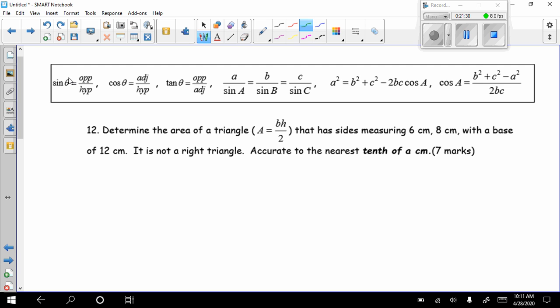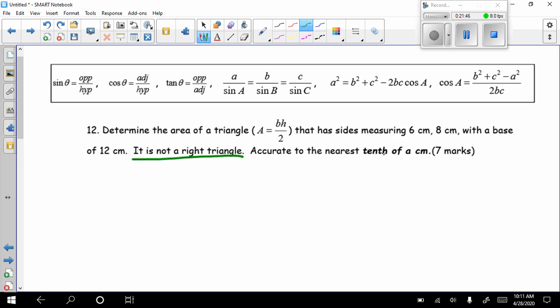Okay, couple more questions. Number 12. It says determine the area of a triangle that has sides measuring 6, 8, and a base of 12. It is not a right-angled triangle. Okay, that's important. And they want it to be accurate to the nearest tenth of a centimeter.